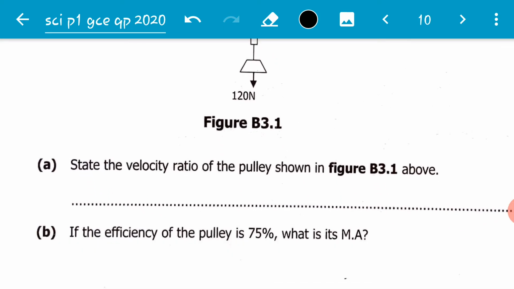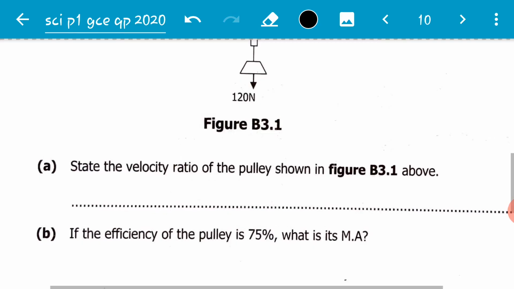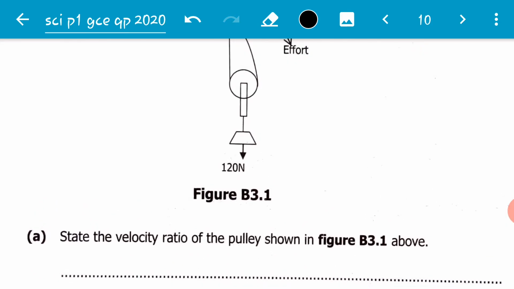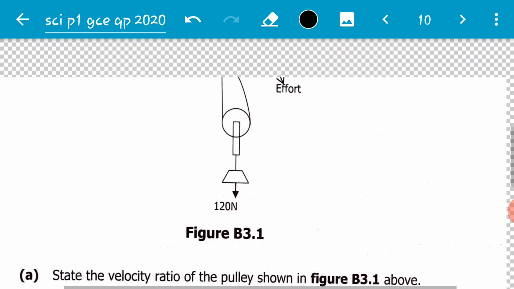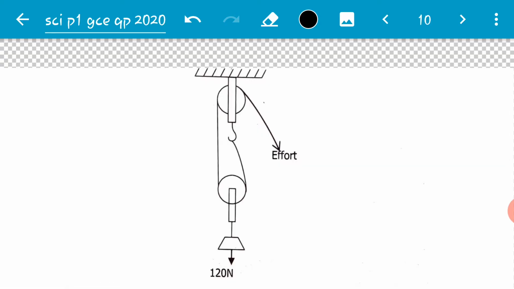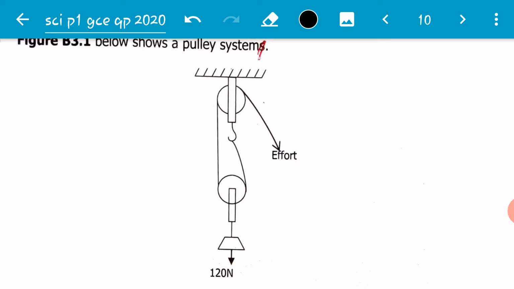Now let's look at the first question. The first question is saying, which is A, state the velocity ratio of the pulley shown in figure B3.1 above. Now, the secret to determining the velocity ratio of any pulley system is one.